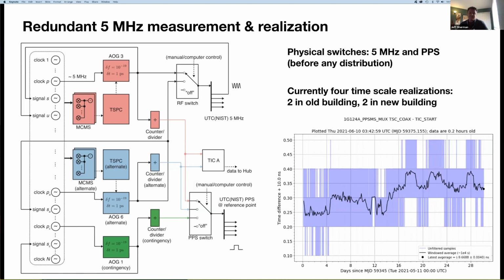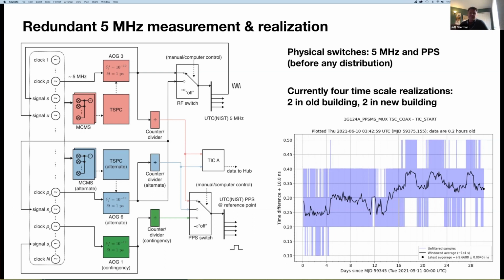So the walk-off dispersion is greater, but it's another independent check we use to actively judge the health of UTC NIST as broadcast. There are, of course, switches for us. We choose independent switches for pulse per second and the 5 megahertz. And our switches are not that fancy. They are so-called break before make.